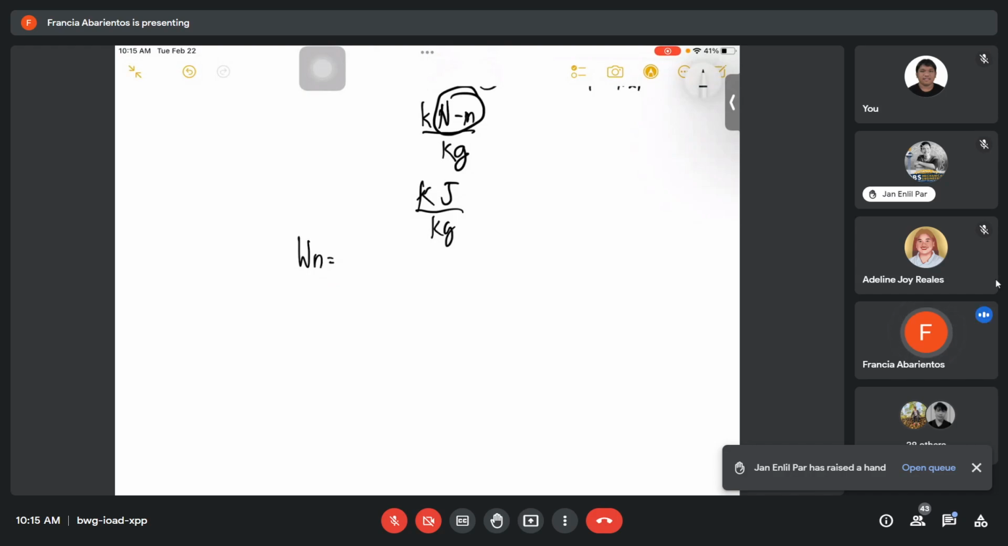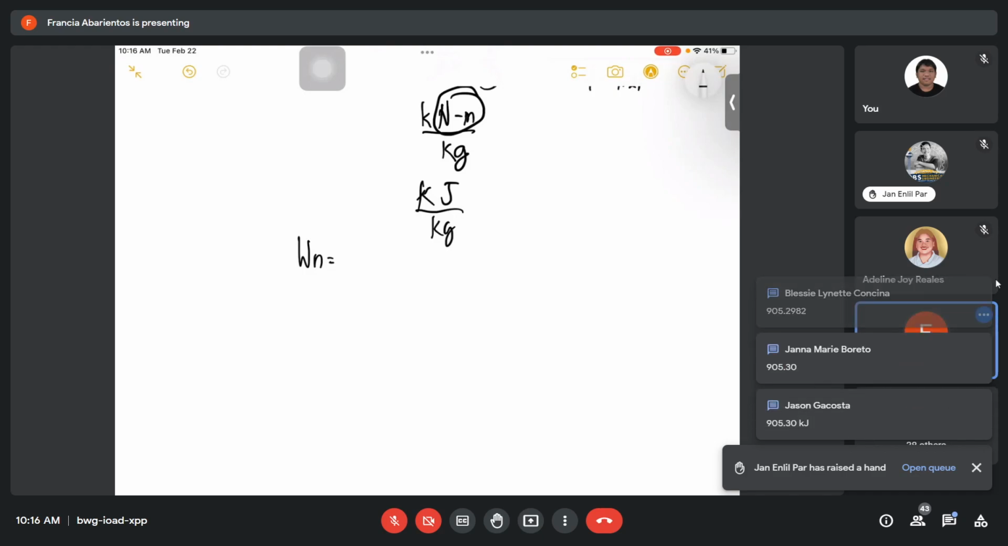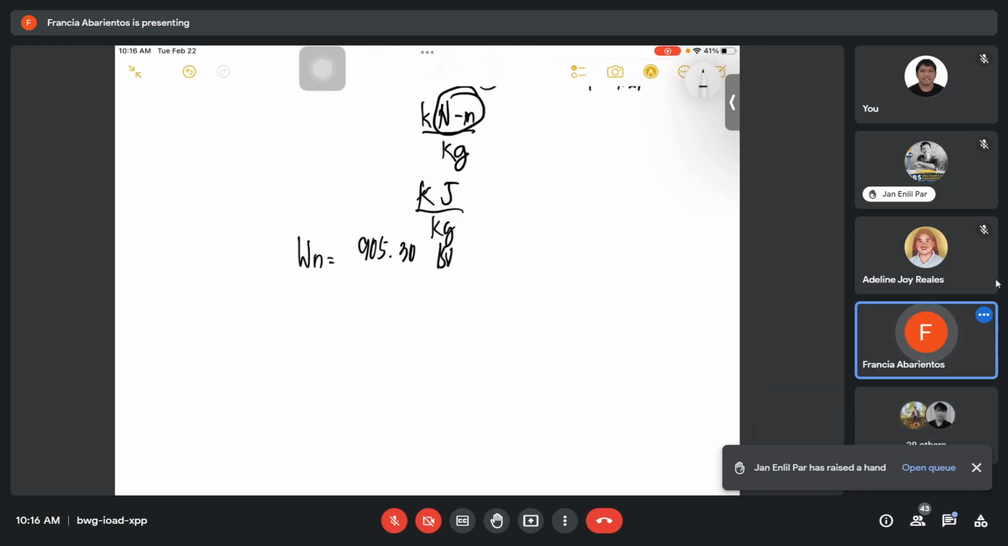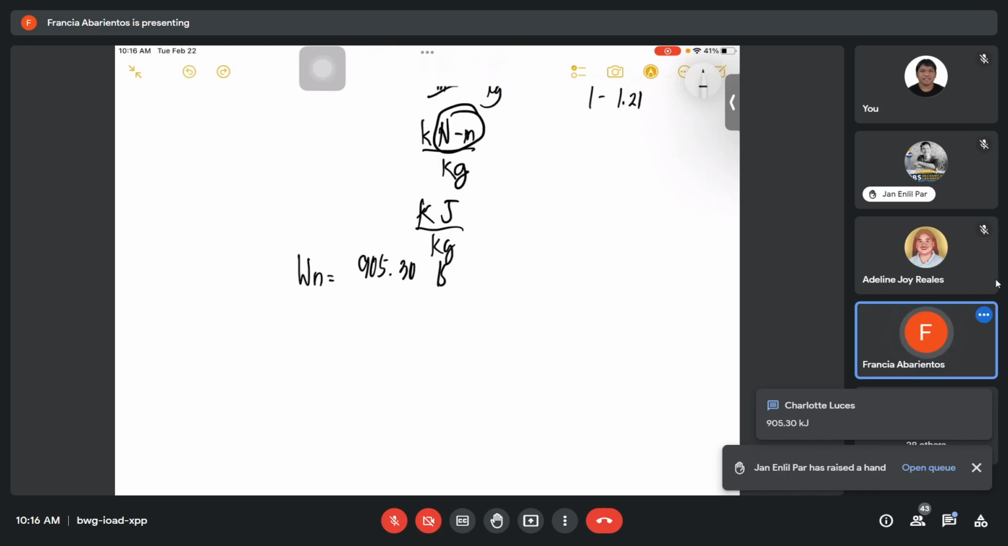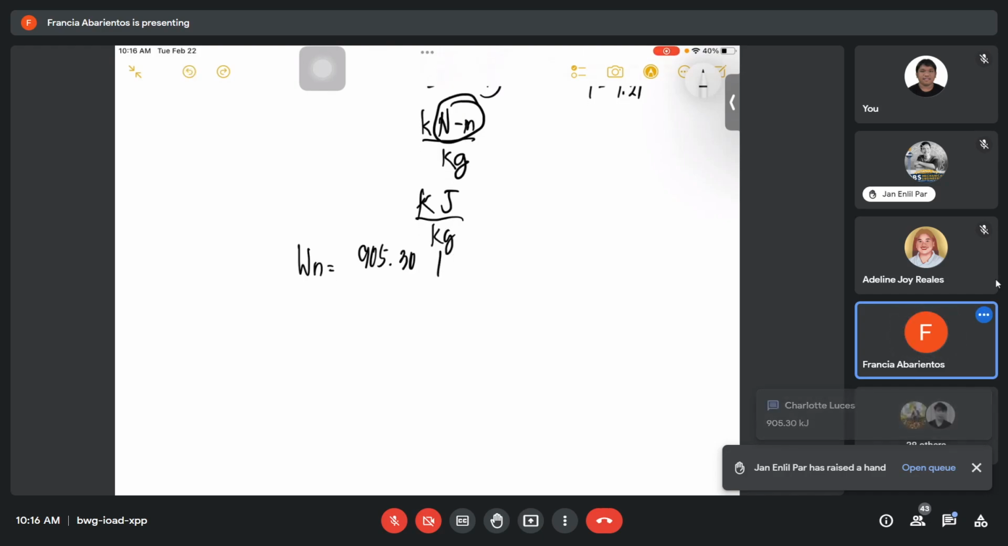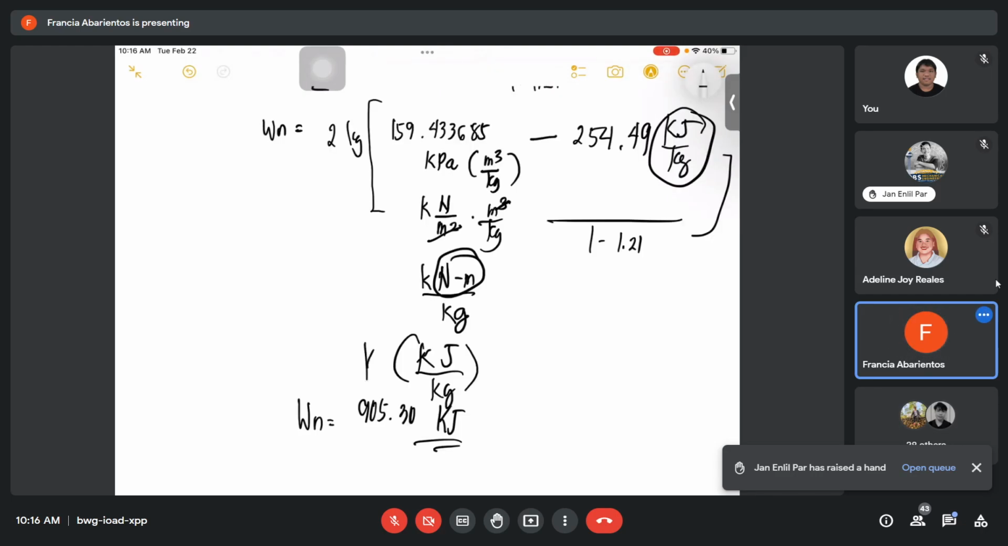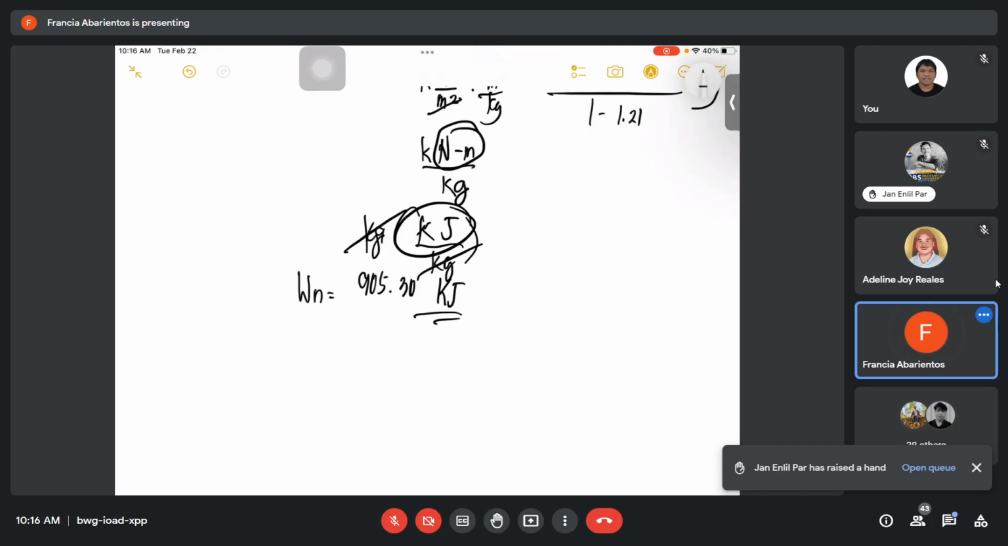So, what is now the answer, class? Okay. Ayun, may nakita na akong tama. Okay? So, 905.30 kilojoule. So, matitira lang na sa atin is kilojoule. Bakit? Kasi may mas pa tayo na kilogram. Dito sa labas, makakancel, kilojoule na lang yung matitira. Okay? Ayan.